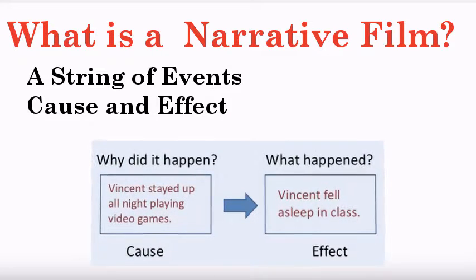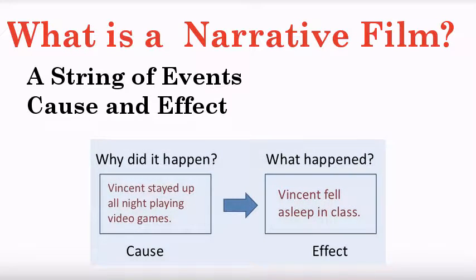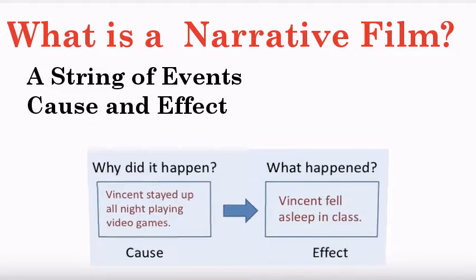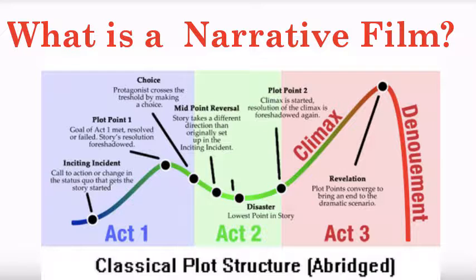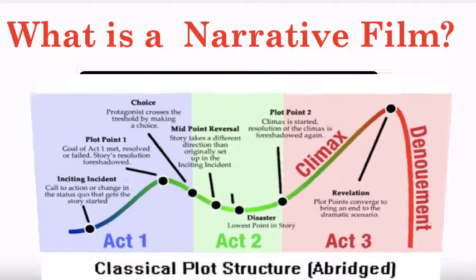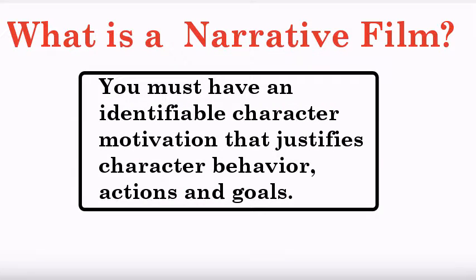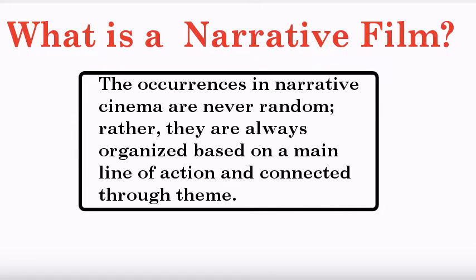Narrative films are composed by a string of events, and the structure is based on a cause and effect relationship. While the beginning of a movie and the introduction of certain characters are always arbitrary, the subsequent scenes, all the way to the denouement, must happen for a clear reason: an identifiable motivation that justifies character behavior, action, and goals. The occurrences in narrative cinema are never random. Rather, they are always organized based on a main line of action and connected through theme.